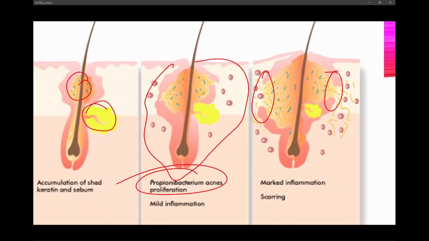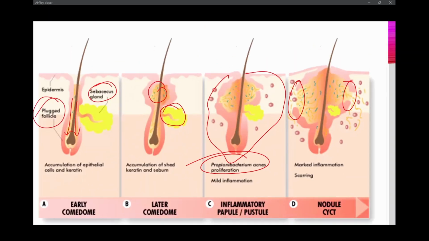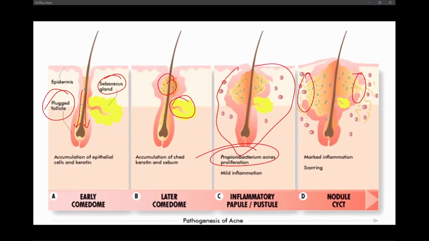So when you pop your zit, you're breaking this wall artificially, making all these reactants spread to the surrounding tissue, and it makes the acne worse. Okay, so that's kind of what goes on with acne. Obviously, this is a nodular cyst, so it's raised off of the skin level. You'll feel that as well.